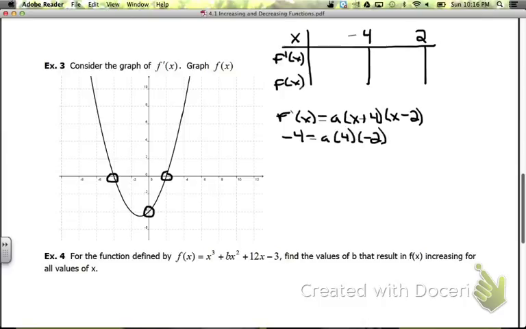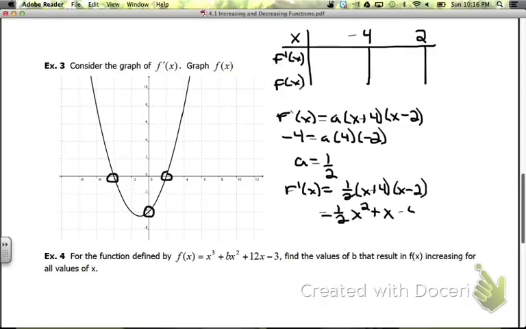And what we're going to get when we expand and simplify is that our a is equal to a half. So therefore our f prime of x is equal to a half times (x plus 4) times (x minus 2). We can expand this and it would be a half x squared plus x minus 4. So that's just a way that we can get our f prime of x.